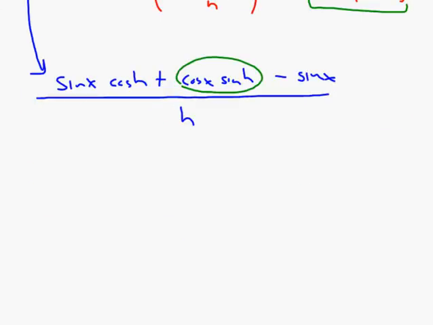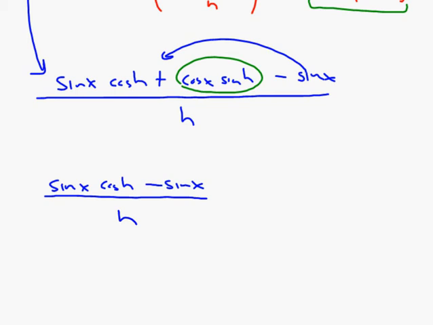I'm going to leave that sine x cosine h first. And then I'm going to take the minus sine x and bring it over next to that. Say minus sine x, and I'm going to put that over h. And I'm going to say plus cosine x sine h over h. So this is just a simple reordering of things. And then additionally, I know that if I have a bunch of things being added or subtracted over one denominator, I can split them up into 2 fractions or 3 fractions or more.